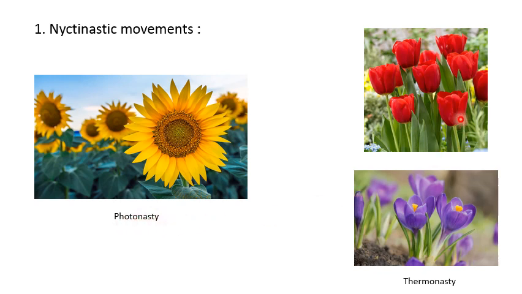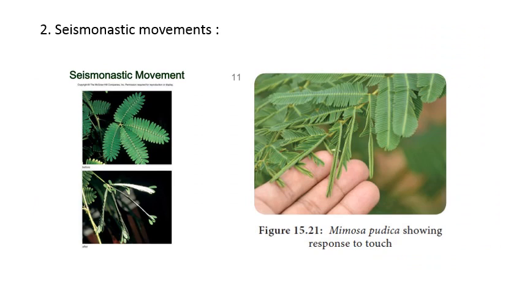And in tulips and also in Crocus sativus, that is saffron, there are thermonastic movements. The movement of these flowers is due to the temperature. Next, seismonastic movements. Here seismos means some kind of tremor. This is due to some kind of touch. The best example is Mimosa pudica, commonly called the touch-me-not plant.